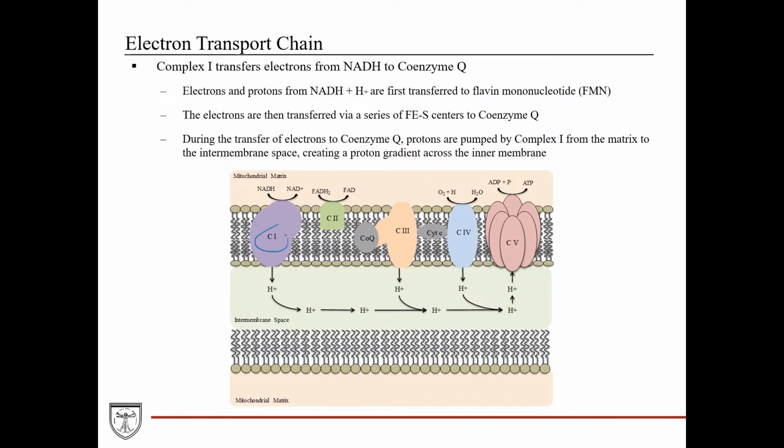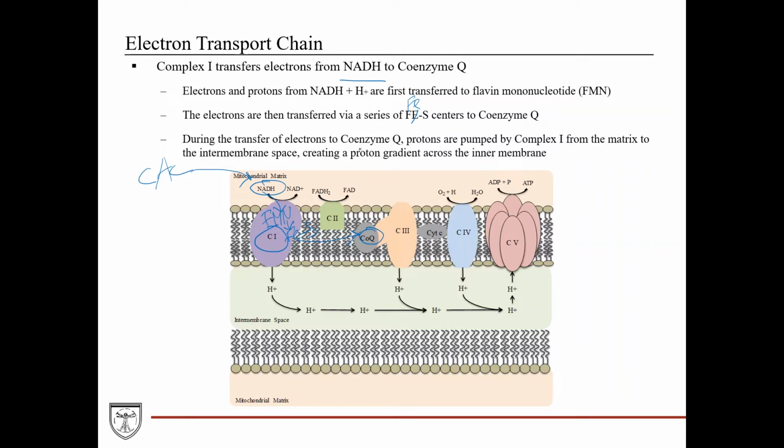Complex 1, as we show here, transfers electrons from NADH, which came from the citric acid cycle, to coenzyme Q. But first, the electrons are transferred from NADH to flavin mononucleotide, or FMN. Then they're transferred via a series of iron-sulfur centers, Fe-S. Apologize, this should be a lowercase e, so iron-sulfur. And these iron-sulfur centers are going to transfer to coenzyme Q.